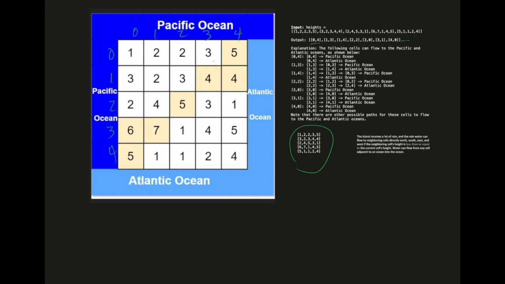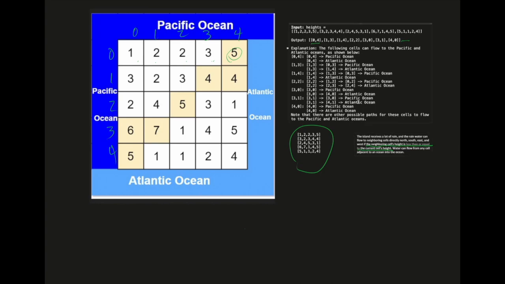So if we have 0 and 4, starting from 0, 1, 2, 3, and 4, we get this coordinate with a height of 5. The problem also specifies, and I'm going to highlight over here, that the island receives a lot of rain and the rainwater can flow to neighboring cells directly north, south, east, and west if the neighboring cell's height is less than or equal to the current cell's height. So we have those two conditions.